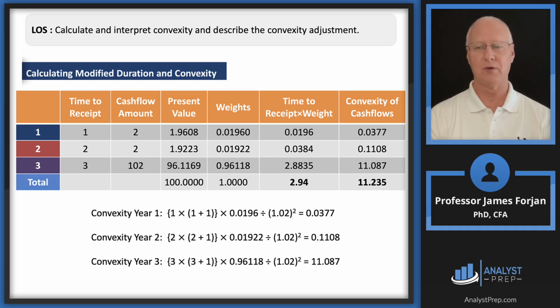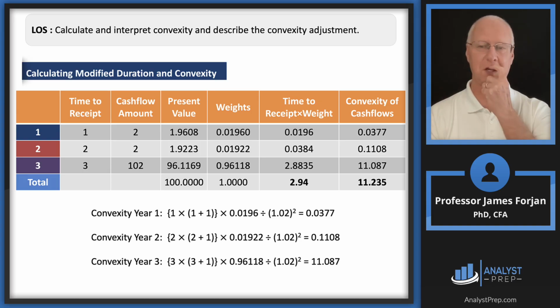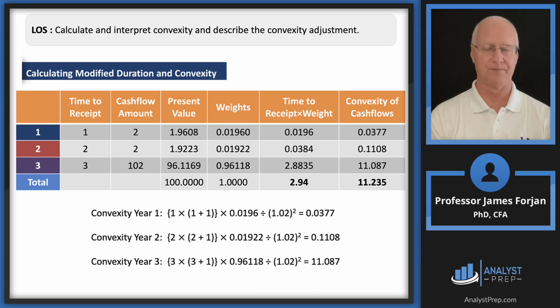Now, if you go to the actual reading, what the Institute does is it tells you how to calculate these in general, gives you a formula, but it doesn't really go through each one of these. So this is what we've done for you down here at the bottom. Now, there's no shortcut, so you're going to have to memorize this here. So there's convexity in year 1, 2, and 3. And here is the simplest version of the equation that we could come up with.